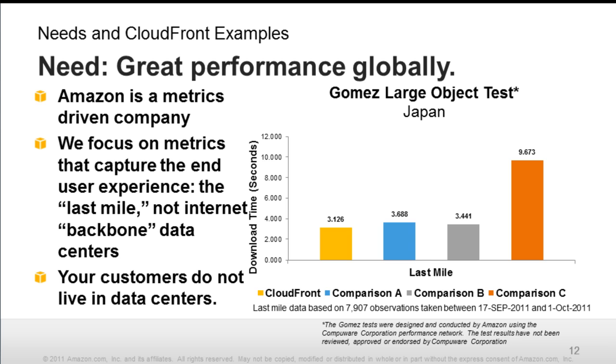It's very easy to look at just the backbone tests, and backbone tests don't tell you a whole lot because your customers, your viewers, your users don't live in data centers, they live in homes, right, or they're in businesses. So it's that last mile, what we like to think of as to the glass, to my laptop, to my desktop, that really matters. And here, we did a comparison with 3 of the major CDNs other than CloudFront. In these cases, you'll see CloudFront is yellow, and then the other CDNs are comparison A, B, and C. You can pretty much guess who they are. They're the major ones.